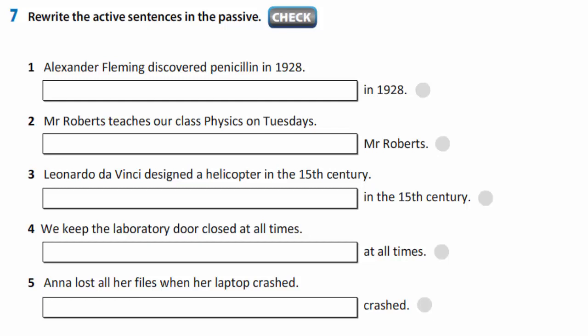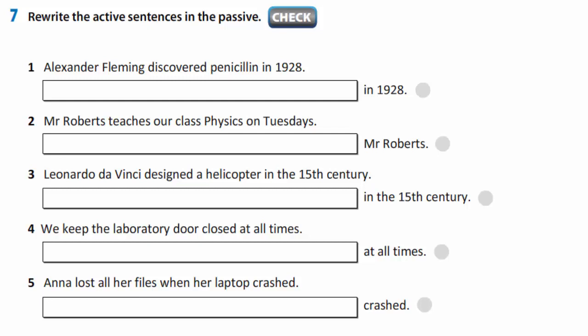Mr. Roberts teaches our class physics on Tuesday. You may say our class is taught by Mr. Roberts. You see, present simple. Leonardo da Vinci designed a helicopter in the 15th century. We may say that a helicopter was designed in the 15th century.